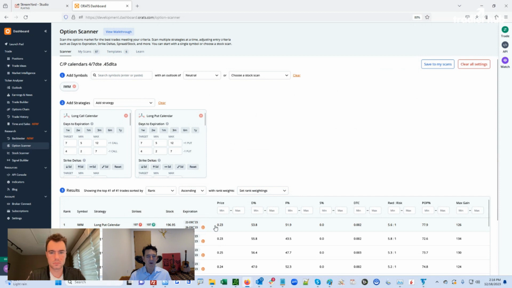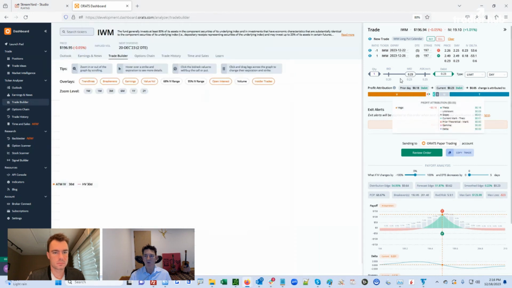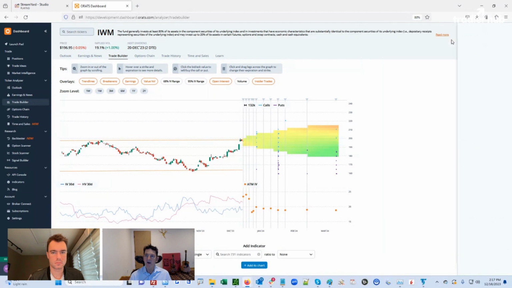We found what we thought were good calendars, and then we went over to the trade builder, which shows you where the stock is. You could see where the volatilities are, so we could tell that these volatilities were beneficial to us. So we went ahead and did these trades, and then we set alerts.